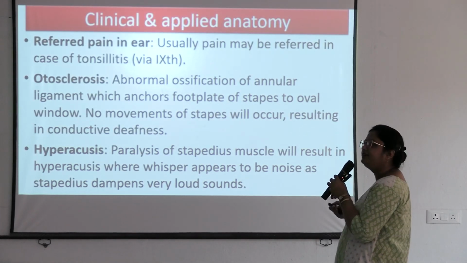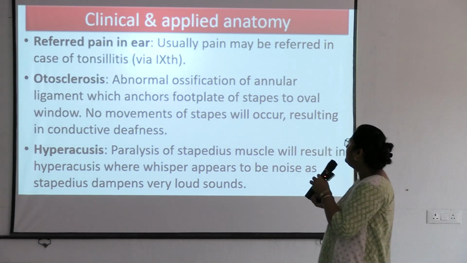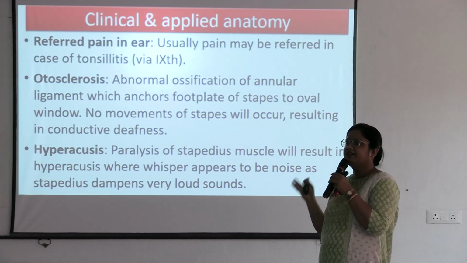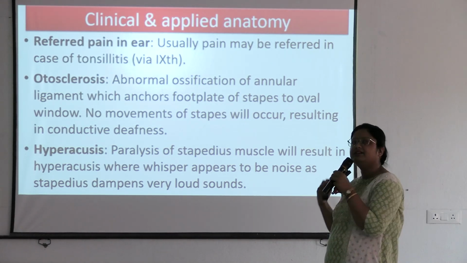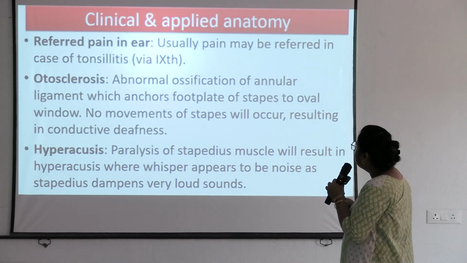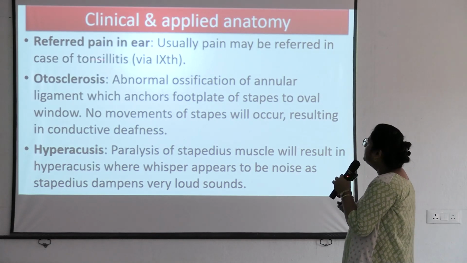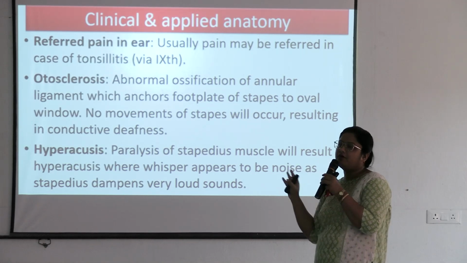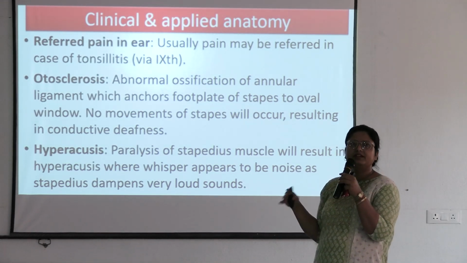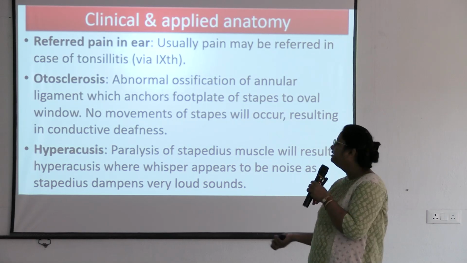Next is referred pain in the ear. This can also be given in your explain why. Why is there referred pain in the middle ear? Referred pain of tonsillitis can be felt in the middle ear because of connection through the glossopharyngeal nerve. Usually pain may be referred in case of tonsillitis via this glossopharyngeal nerve, which forms the tympanic plexus over the promontory on the medial wall of the middle ear.